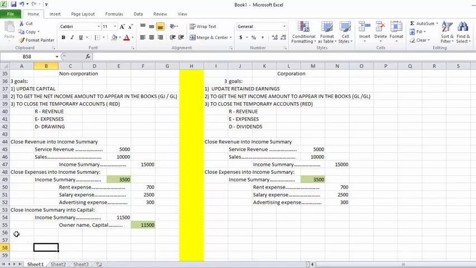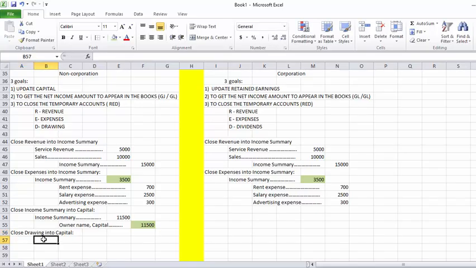And then finally, closing entry number 4, you may or may not need to close out this one, because if the owner didn't make a withdrawal, then there's no drawing account to close. But let's pretend they did have it. So we're going to close our drawing account, and we're going to close it into capital.